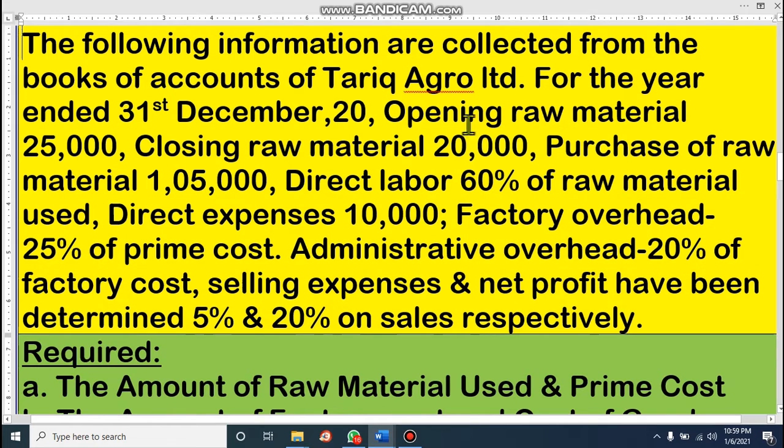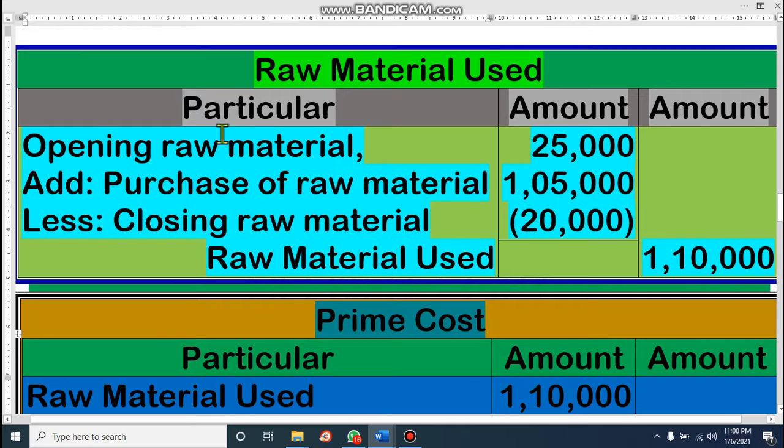We have opening raw material. That means from last year we have received raw material of 25,000, and at the end of the year we have closing raw material of 20,000, and throughout the year we purchased raw material of 1,05,000. So dear student, how does raw material used come? Opening raw material plus purchase of raw material. Whatever raw material we have, we add whatever amount we have purchased. Then we subtract the closing raw material, and you will find how much raw material you used.